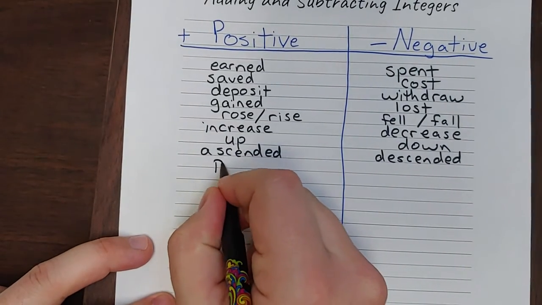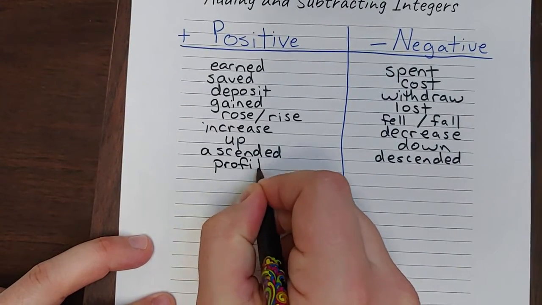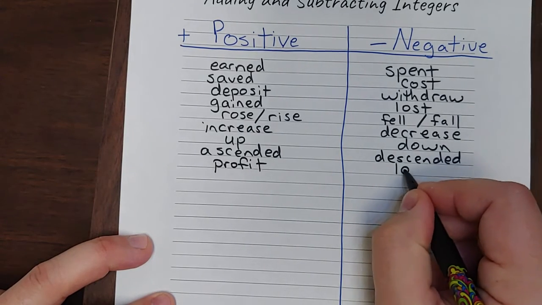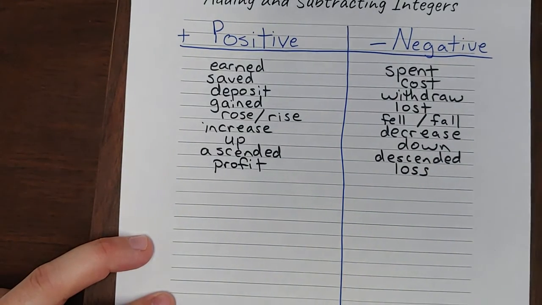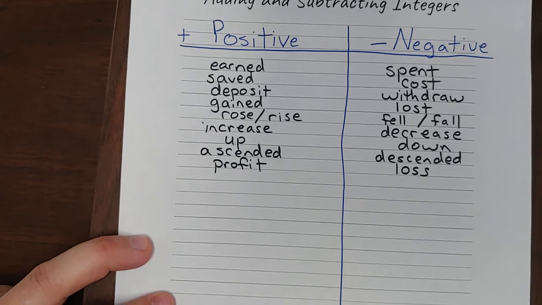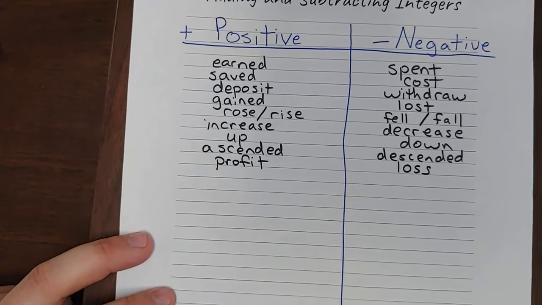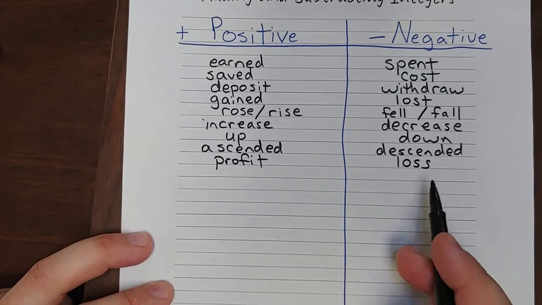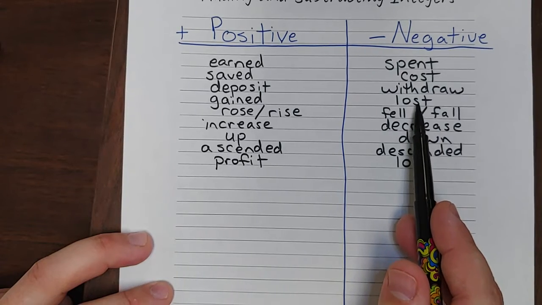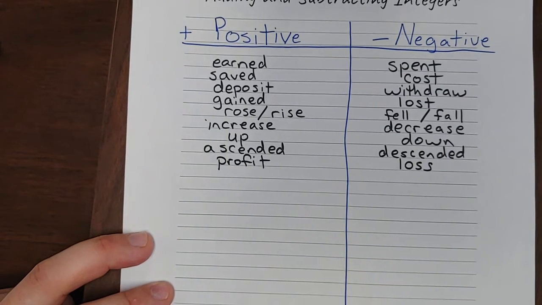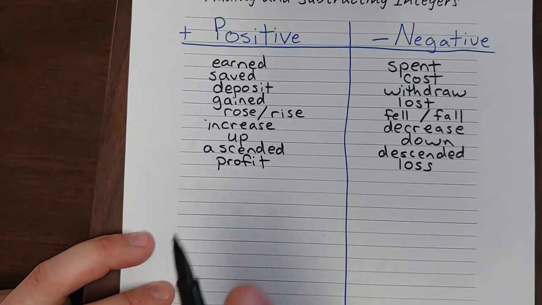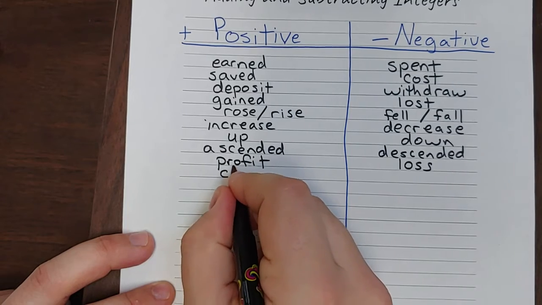Next is profit and loss. Again, usually dealing with money. Loss, not to get confused with lost. Then we have climbed.